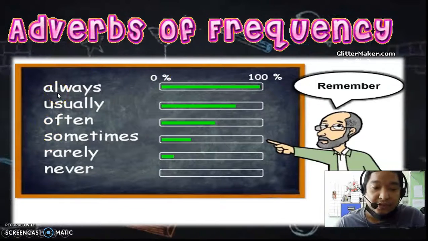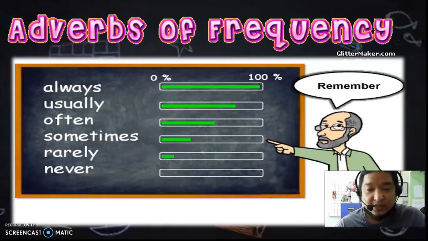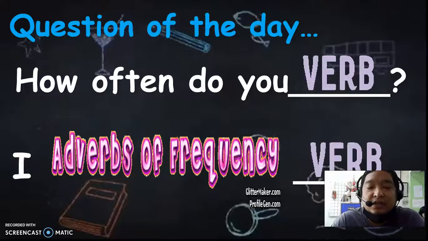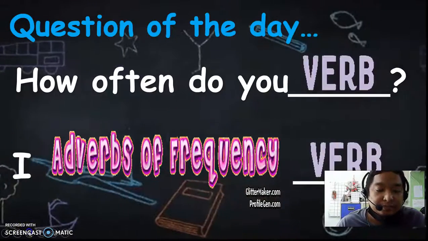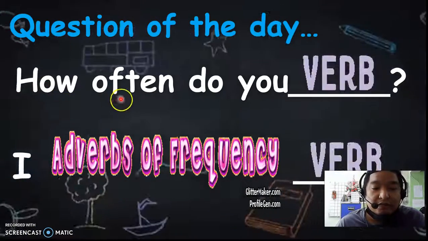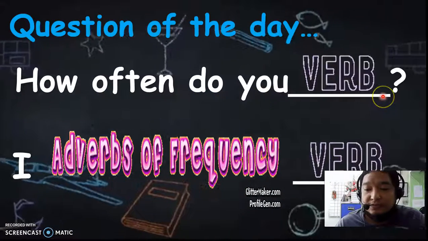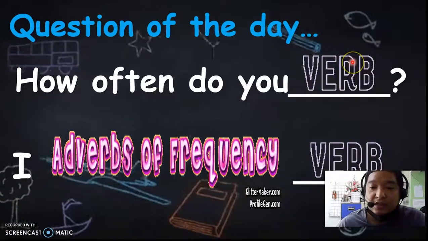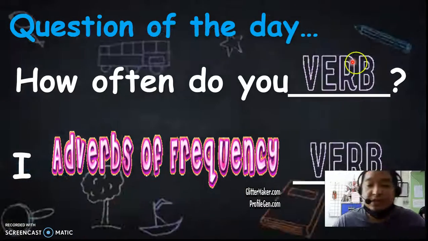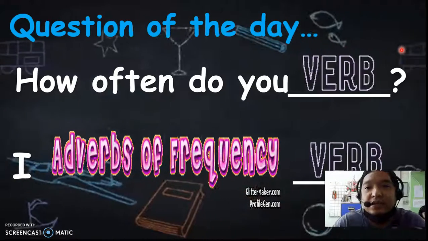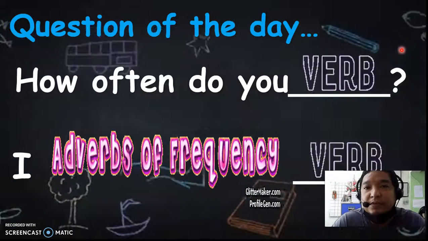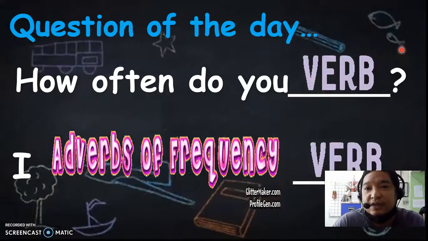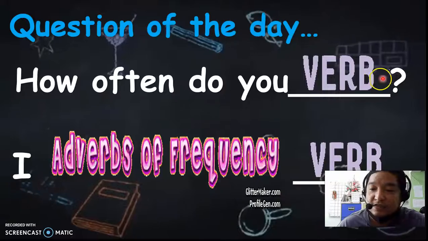Here we go. How are we going to use these frequencies in a sentence? So our question for today is: how often do you blank? Okay, so hold on. You already know what a verb is. Today we're going to use only the simple present form of the verb, the verb one. For example, how often do you eat breakfast?